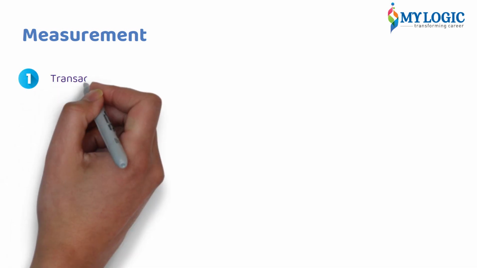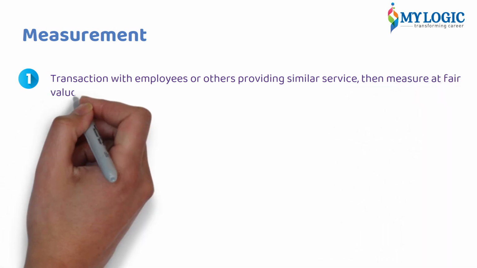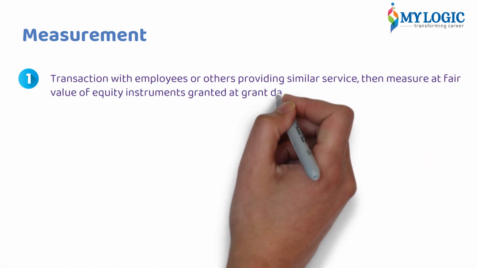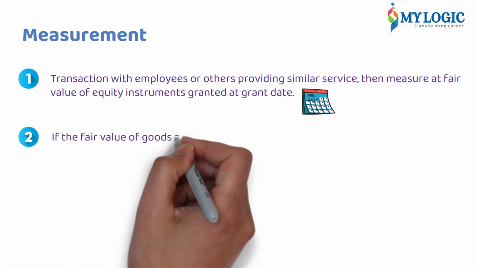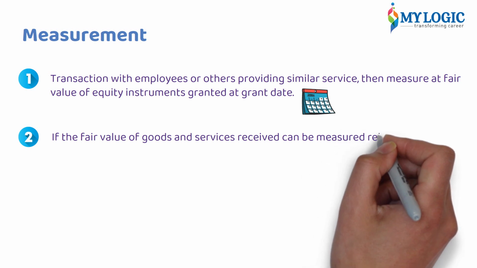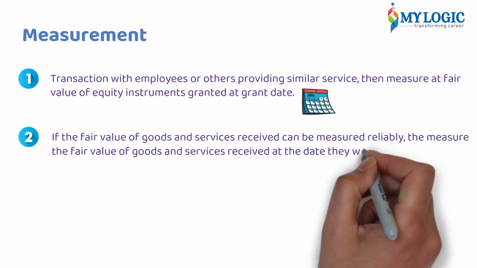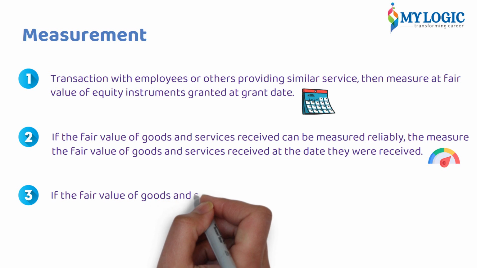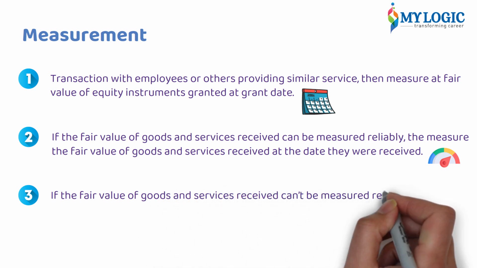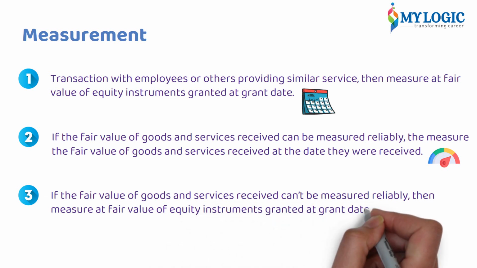Measurement. Number 1. Transaction with employees or others providing similar services, then measure at fair value of equity instruments granted at grant date. Number 2. If the fair value of goods and services received can be measured reliably, they measure the fair value of goods and services received at the date they were received. Number 3. If the fair value of goods and services received can't be measured reliably, then measure at fair value of equity instruments granted at grant date.